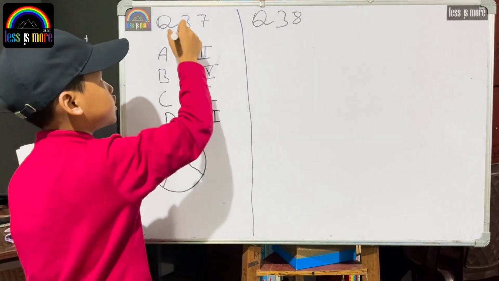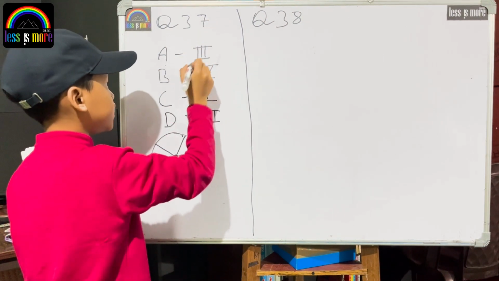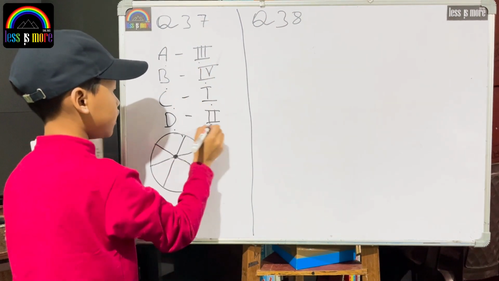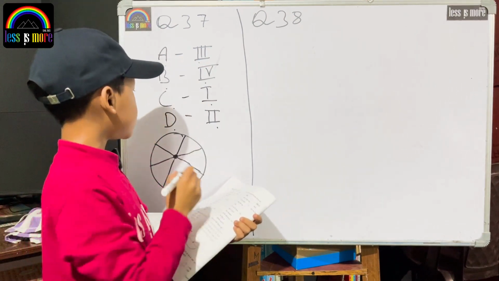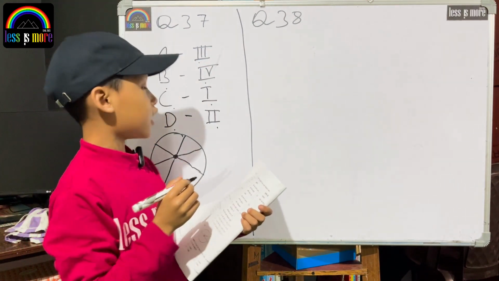So the answer to question number 37 is A-3, B-4, C-1, D-2.